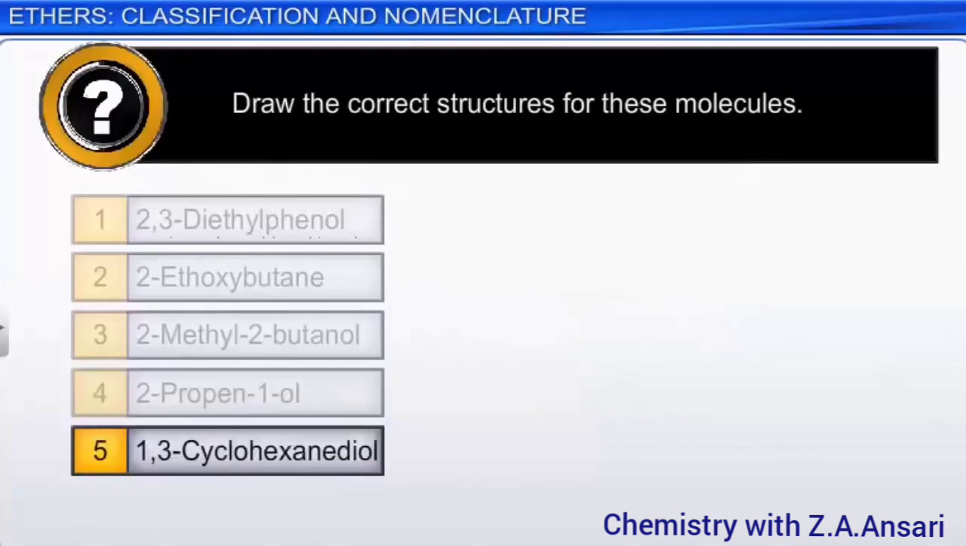The last molecule is 1,3-cyclohexane-diol. Start with a 6-member ring. Put a hydroxyl group on 1 carbon. That position is carbon number 1. Put a second hydroxyl group on a carbon atom 2 positions away.